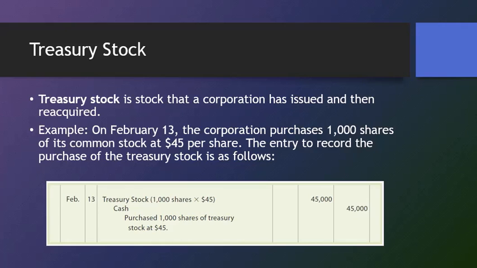Okay, so when we buy back treasury stock, now it's important to note it is not an asset. Treasury stock is still an equity account. It just carries a negative balance. Okay, so we debit treasury stock and we credit cash for whatever we paid for that stock.